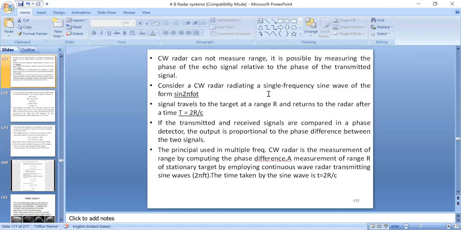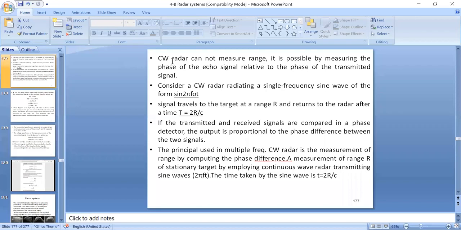So by using the phase difference between the signals, you are going to calculate the range. Don't get confused by seeing all these points. The only concept here is that you are comparing the phase difference between the transmitted signal and a received echo signal. By using that phase difference, you are going to calculate the range of the target using FMCW, not FM, basic CW radar. That concept is called multiple frequency continuous wave radar.